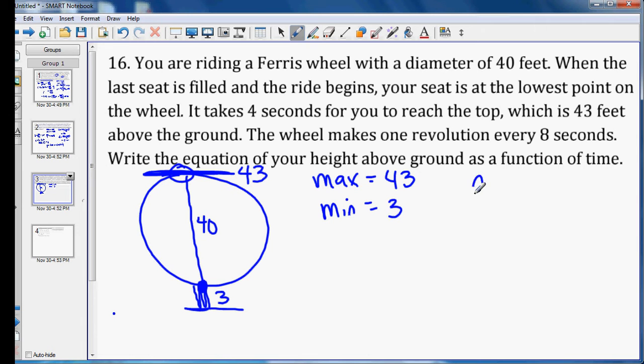Do the max minus the min over the 2, you get 20. You can find your vertical shift or your midline by doing the max plus the min over 2. Should be 23.